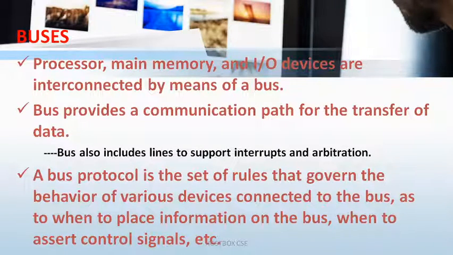Buses. Here the processor, main memory and I/O devices are interconnected by means of a bus only, and the bus always provides a communication path for the transfer of data. We need a bus to transfer data, and it could also include lines to support interrupts and arbitration. In the previous session I explained about arbitration. Then a bus protocol is a set of rules that govern the behavior of various devices connected to the bus as to when to place information on the bus, when to accept control signals, and so on.